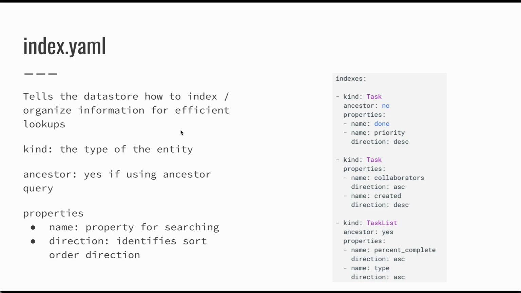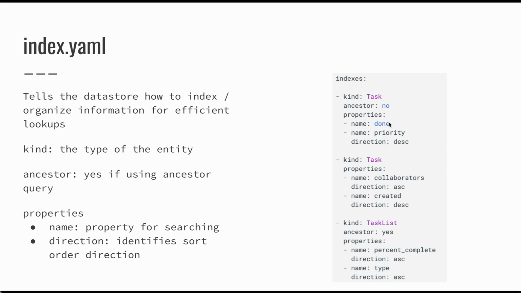In your index.yaml file, you will have a type of entity, your kind, and then you'll identify whether it's an ancestor query. You probably won't need ancestor queries, but they allow you to associate a query with an owner entity, the ancestor entity. And then you identify the properties that you want to use as part of a query. So you can use name is done and name is priority. This first index here is going to support that previous slide's code, where we were doing a filter by done and a filter by priority. So you can see how that corresponds.